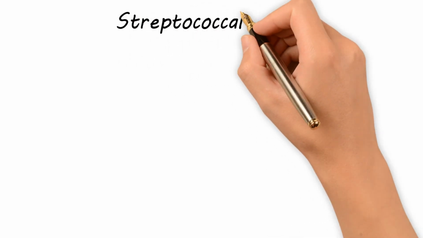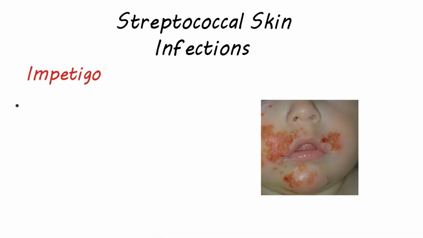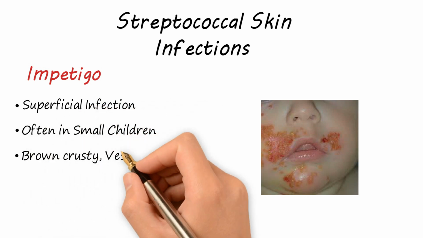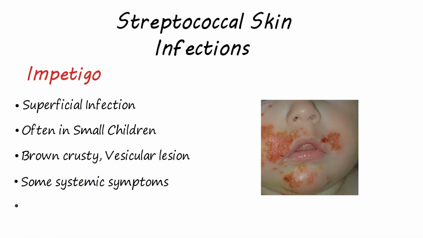Today, we will do a quick revision of streptococcal skin infections. First is Impetigo. It is a superficial skin infection, often in small children. There is presence of brown, crusty, vesicular lesion that may have some systemic symptoms. Itching and pustules may develop.